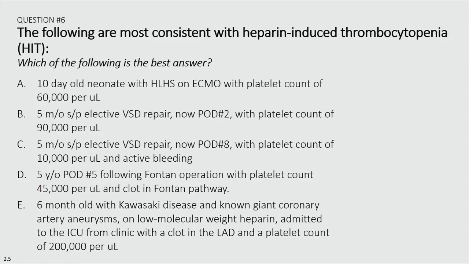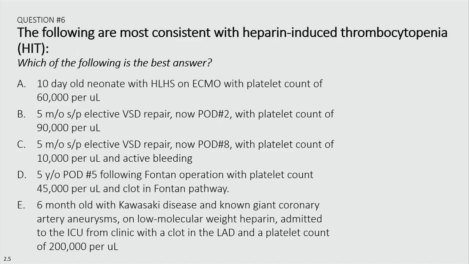The following are the most consistent with HIT, or heparin-induced thrombocytopenia. Which of the following is the best answer? A, 10-day-old neonate with hypoplastic left heart syndrome on ECMO with platelet count of 60,000 per microliter. B, 5-month-old status post elective VSD repair, now postoperative day 2 with platelet count of 90,000. C, 5-month-old status post elective VSD repair, now postoperative day number 8 with platelet count of 10,000 and active bleeding. D, 5-year-old postoperative day 5 following Fontan operation with platelet count of 45,000 and clot in Fontan pathway.